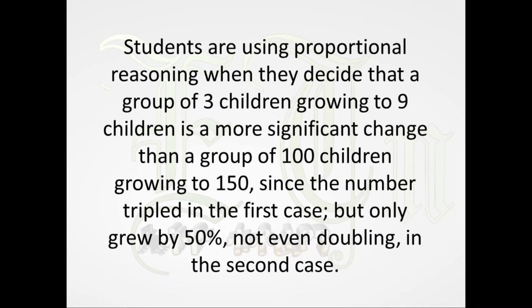Students are using proportional reasoning when they decide that a group of 3 children growing to 9 children is a more significant change than a group of 100 children growing to 150, since the number tripled in the first case, but only grew by 50%, not even doubling, in the second case.